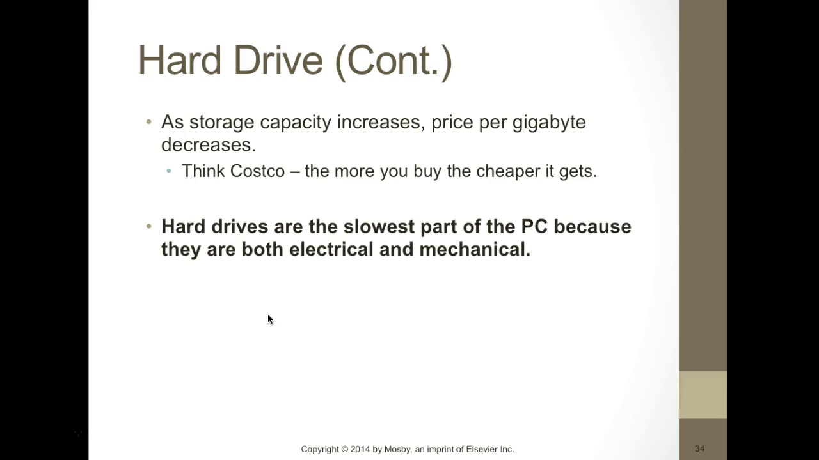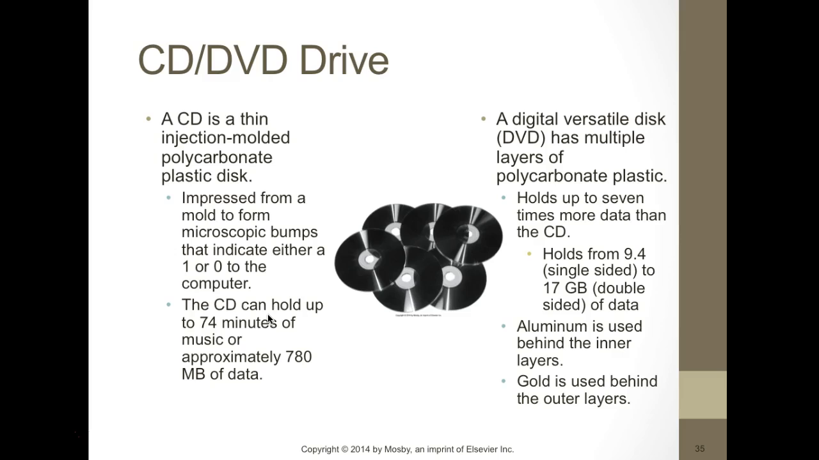So, as storage capacity increases, the price per gigabyte decreases. Think of Costco: the more you buy, the cheaper it gets. Hard drives are the slowest part of the PC because they are both electrical and mechanical.